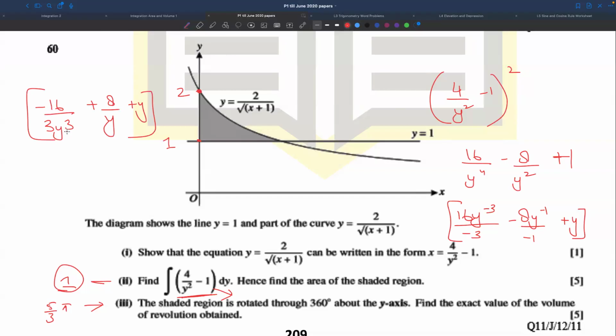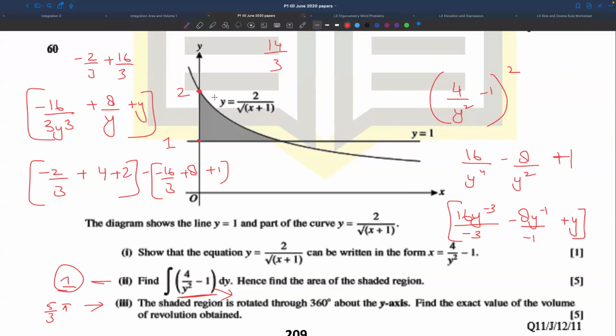So when I put 2 over here, 2 cube is 8, 8 times is 24, -16/24 is -2/3, plus 8/2, that's 4, plus 2. And then I will plug in 1. So -16/3 plus 8 plus 1. -2/3 plus 16/3 is how much? 14/3, okay, this 14/3 came. 4 plus 2 is 6, and then 6 minus 9 is -3. 14/3 - 3 is 5/3, and then you add pi to the final answer, and that is it.